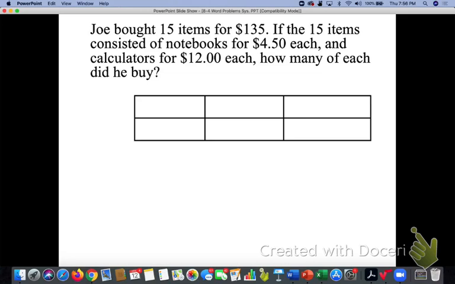I usually make 3 rows of 3, but that's fine. You can start with this. I don't always use all my boxes, but I usually do like 9 boxes. So the first thing we do is we ask ourselves, what are we comparing? Okay. We have 2 different items, and the 2 items are notebooks and calculators. Those are the things we're comparing. We put them on the left.